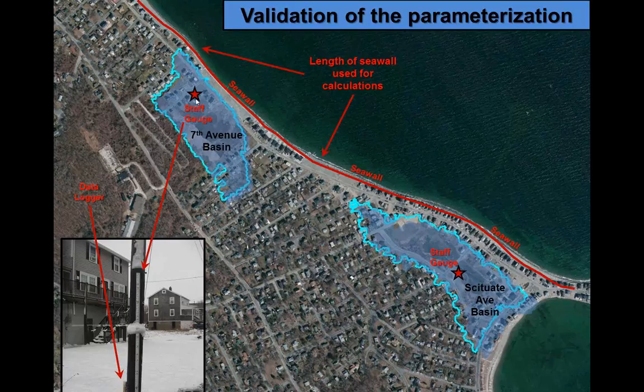There's a staff gauge in the lowest part of the basin. It's pictured right here, and we installed a data logger at the bottom of the staff gauge, which gave us water levels in 6-minute intervals.